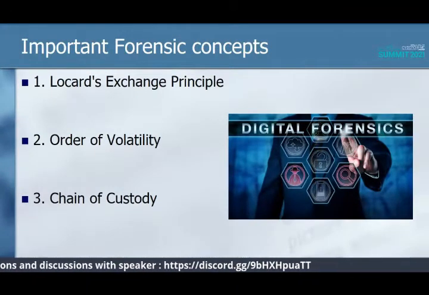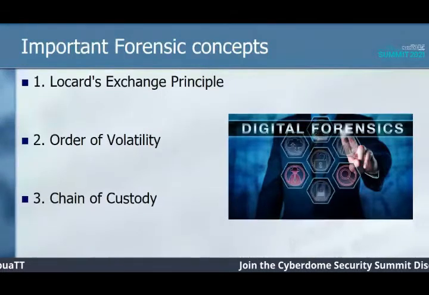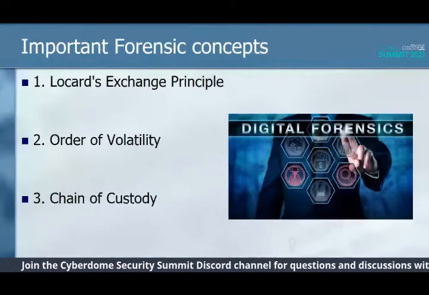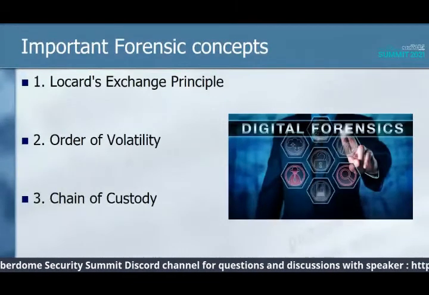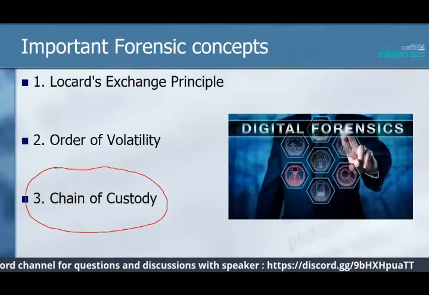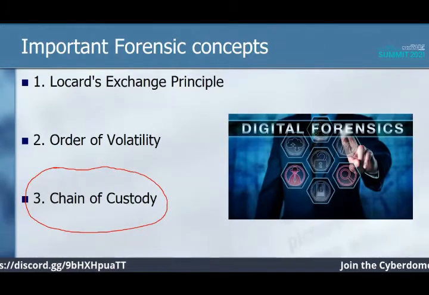It's a very interesting principle. We'll look into it. The second important thing is the order of volatility, which we technical people can understand easily. And the third is the documentation phase, that's chain of custody. That's one of the very important steps that we technology people spend the least time on, but it is one of the most important things. If chain of custody is lost, the evidence will not be accepted in a court of law.